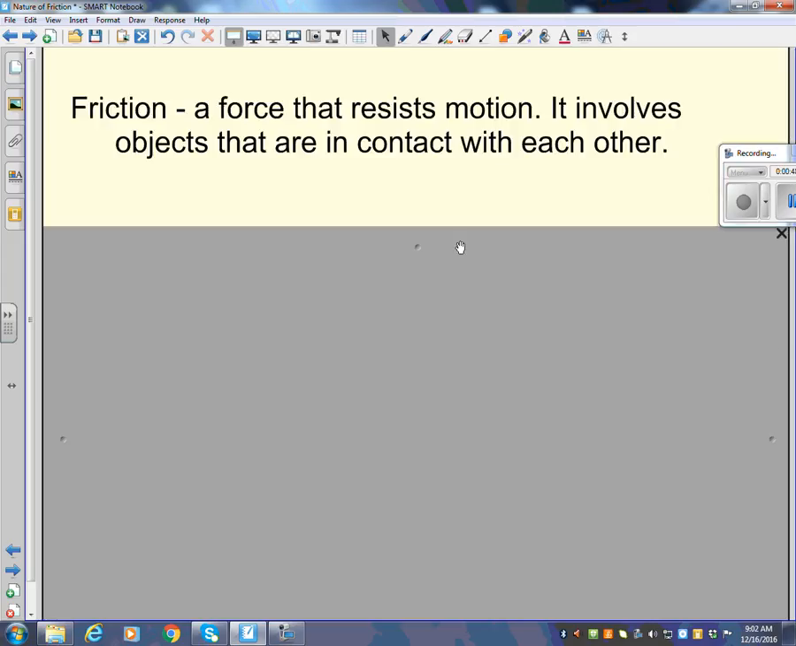So what is friction? It's a force that resists motion. It involves objects that are in contact with each other. There must be contact. As a ball flies through the air, is it in contact with anything? Air molecules, right? So there is air resistance.